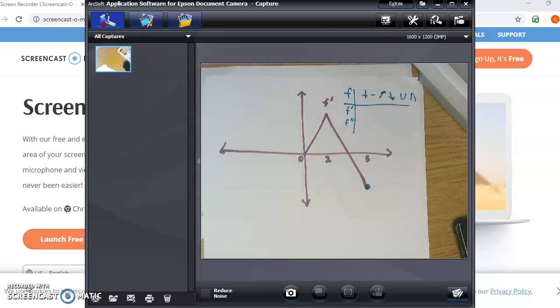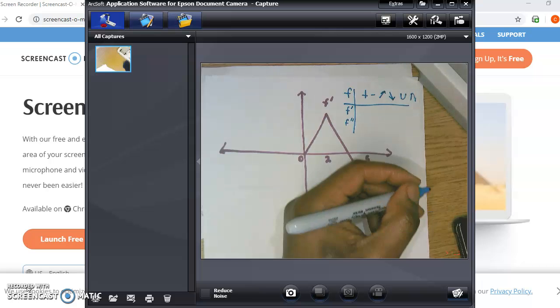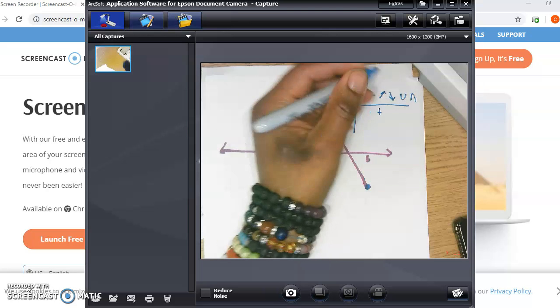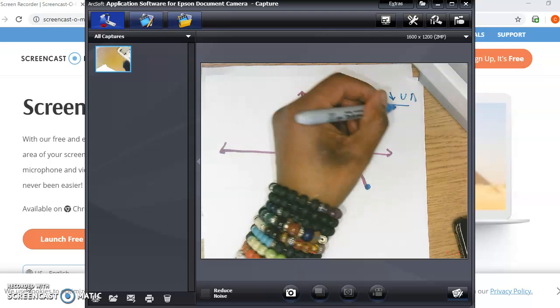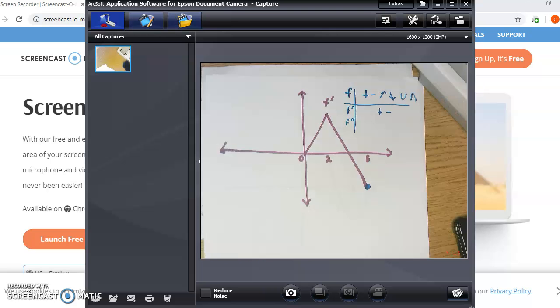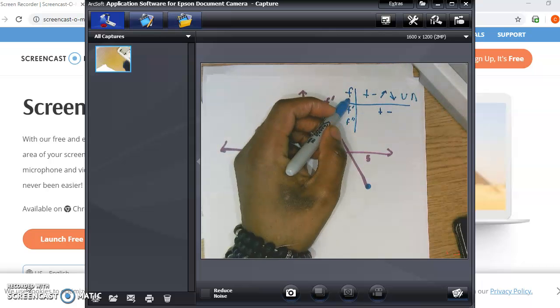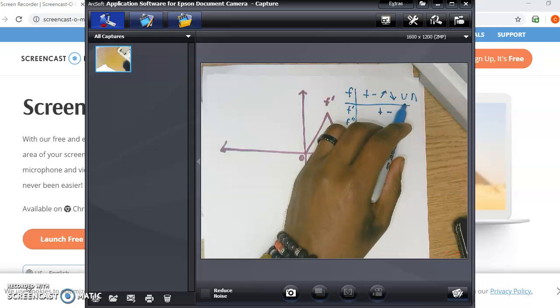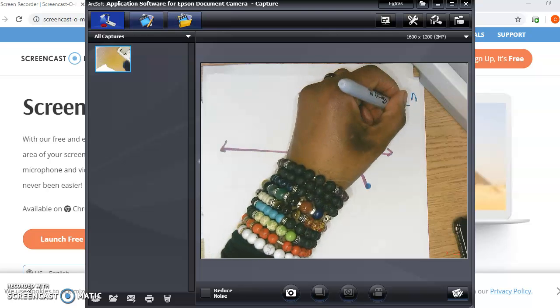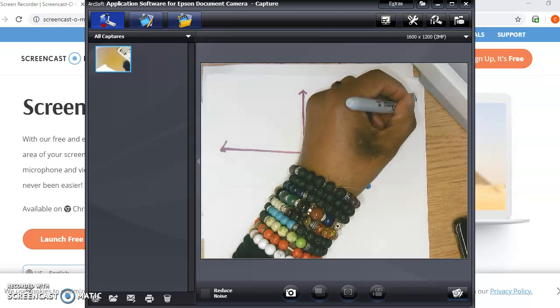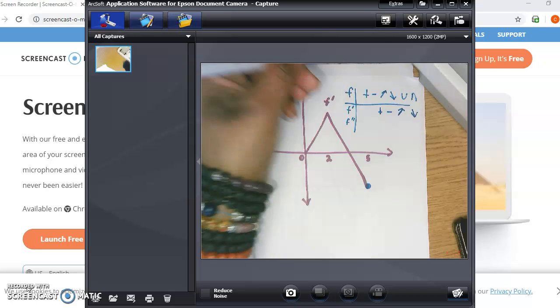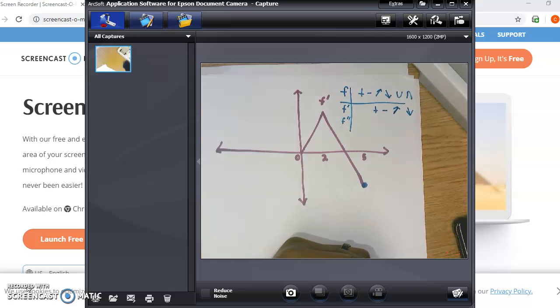But if the original function is increasing, then the derivative is positive. If the original function is decreasing, then the derivative is negative. If the original function is concave up, then the first derivative is increasing. And if the original function is concave down, then the first derivative is decreasing.